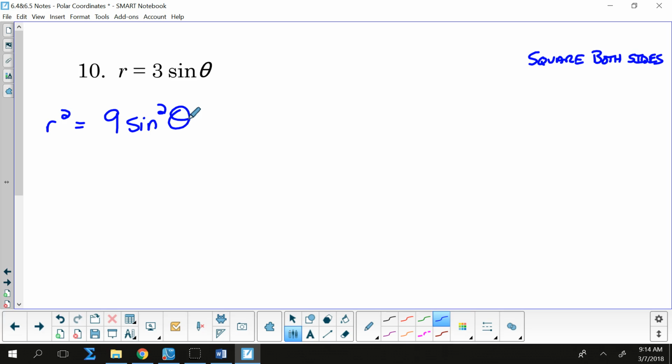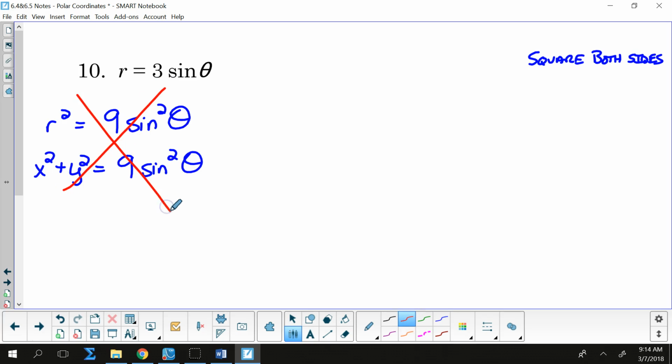Now with the tools that I have in my toolbox, that doesn't help me any, because I need an r sine theta, or I need an r cosine theta in order to switch it into x or y. The best I could do here would be x squared plus y squared equals 9 times the sine squared of theta. Not going to do me any good. So that's not going to do it.